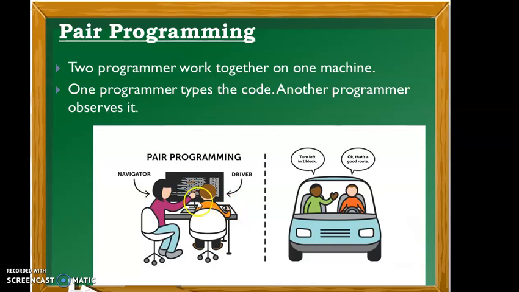With this method, the programmer who writes the code can concentrate on efficient coding, whereas the observer or navigator programmer can think and suggest improvements. That's why this programming is called pair programming. This scenario is similar to a driving scenario where one is the driver and another suggests the path, that is, turn left, turn right.